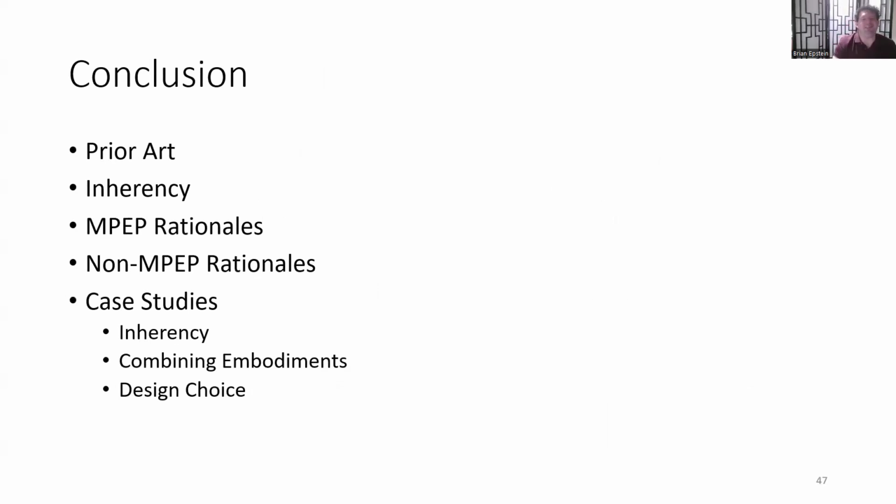So that concludes today's seminar. We talked about the prior art, the role of prior art in single reference obviousness rejections. We talked about inherency. We showed some MPEP rationales, notably including design choice, which we used in that last example. We talked about non-MPEP rationales like combining embodiments that we saw in the second example. And then we did some case studies, right? Inherency, combining embodiments, and design choice.